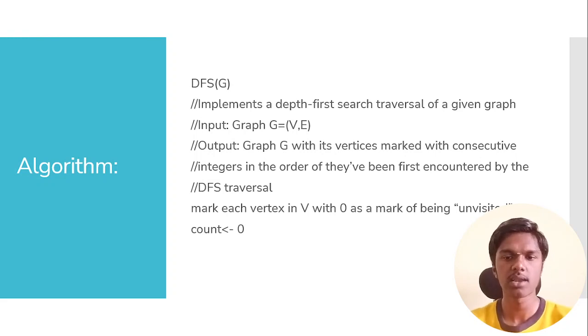So now let's move on with the algorithm of depth first search. So let's start. DFS of G implements a depth first search traversal of a given graph. The input is graph G equal to (V, E). Output: graph G with its vertices marked with consecutive integers in the order they have been first visited by the DFS traversal. Mark each vertex in the set of vertices with 0 as a mark of being unvisited. Then initialize count to 0.